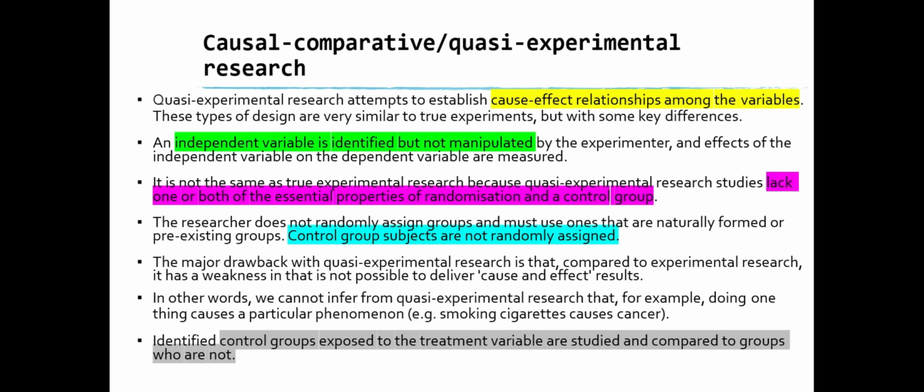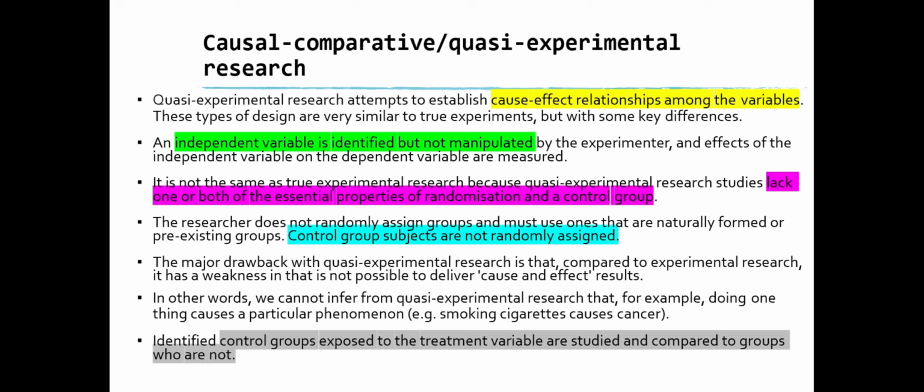Like for example, you will be doing an action research among the students of grade 11. So you will just choose one section and another section. As you can see, you did not randomly assign all your respondents in any of these sections. So you just choose them. The major drawback with quasi-experimental research is that compared to experimental research, it has a weakness in that it is not possible to deliver cause and effect results.